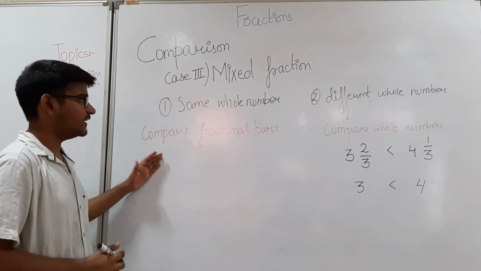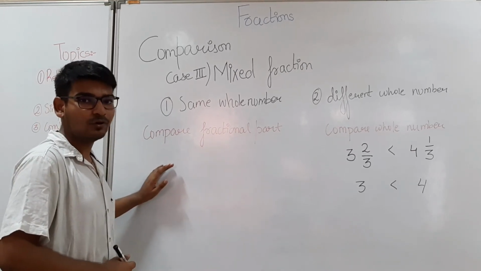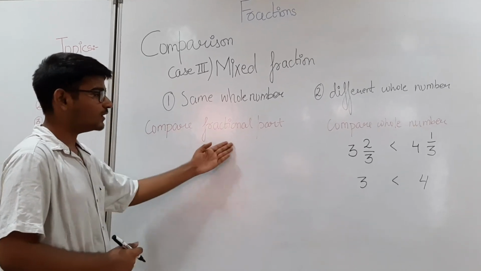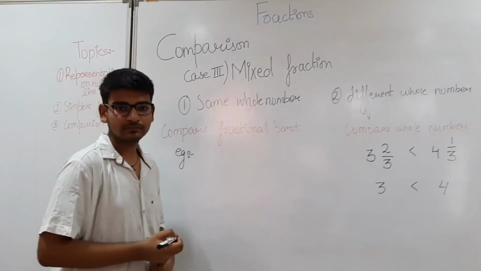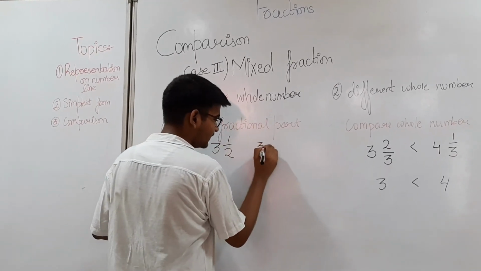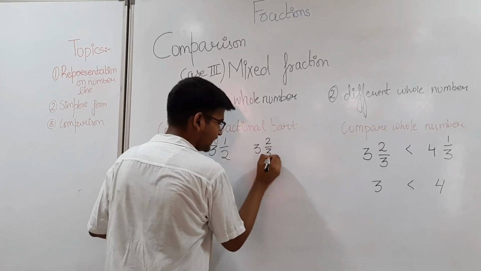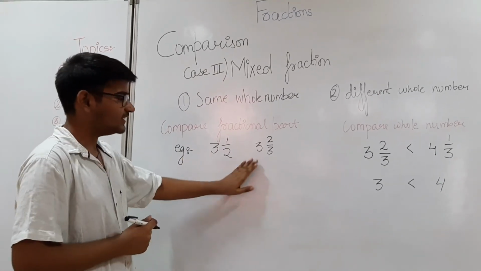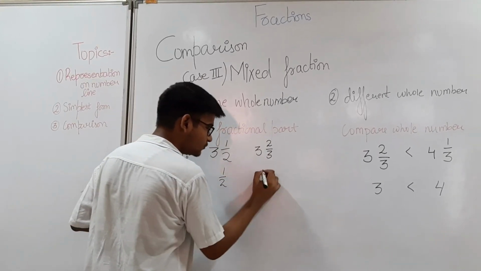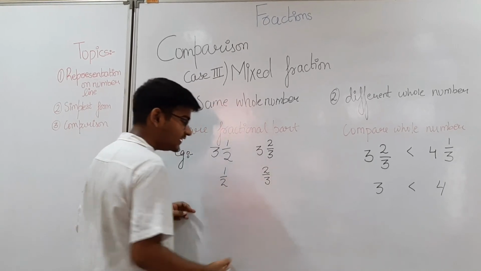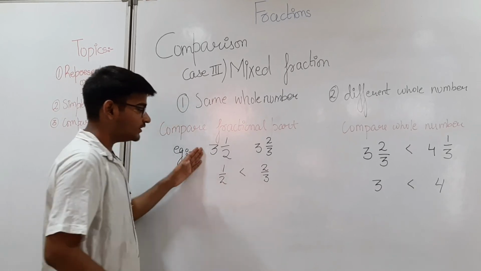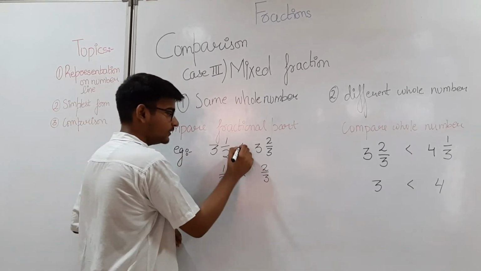So now our next case will be when they have the same whole number. When the two mixed fractions have the same whole number, we have to compare their fractional parts. The example will be 3 1 by 2 and 3 2 by 3. In this, since we have the same whole number, we will compare the fractional parts, that is 1 by 2 and 2 by 3. Since we know that 2 by 3 is greater than 1 by 2, 3 1 by 2 will be less than 3 2 by 3.